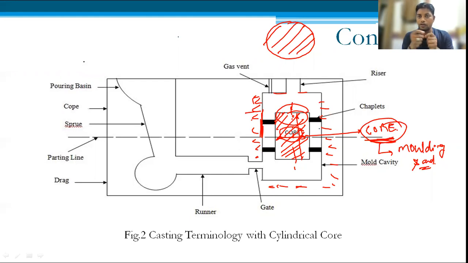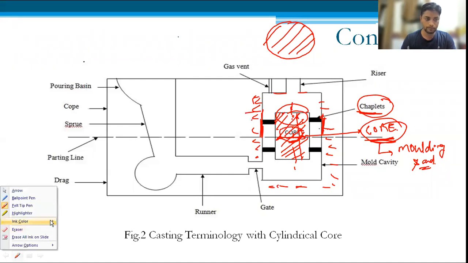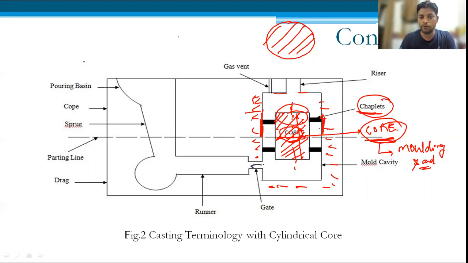So we are connecting this core with this molding sand, and for that we use chaplets. These chaplets are used to connect the core with the molding sand, or the external boundaries we can say. Now we are filling the molten material. As the molten material is filled, it moves upward, and this is completely filled up to this. Sorry, this is not outside, this is inside only. So this is completely filled.